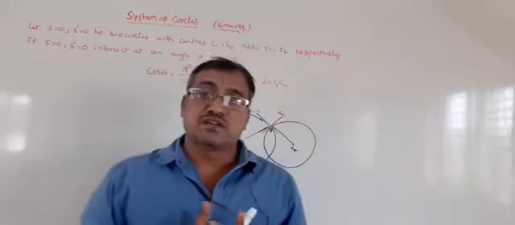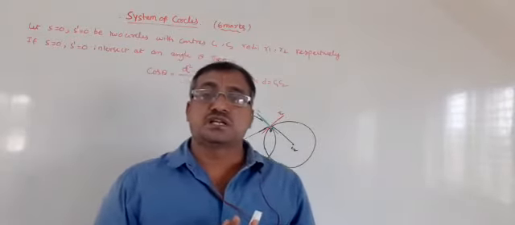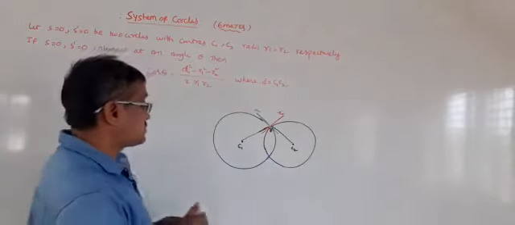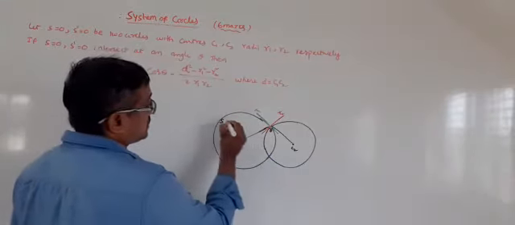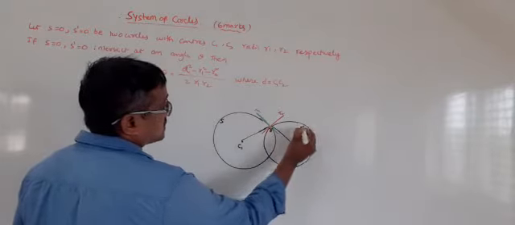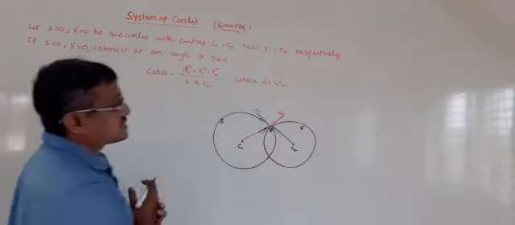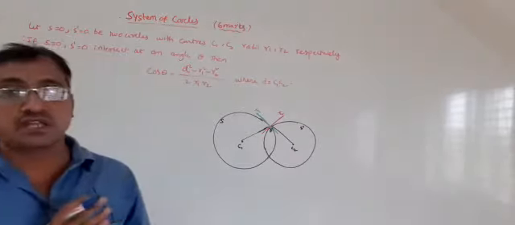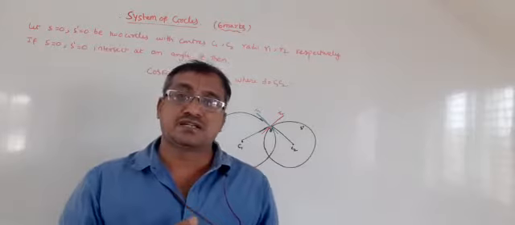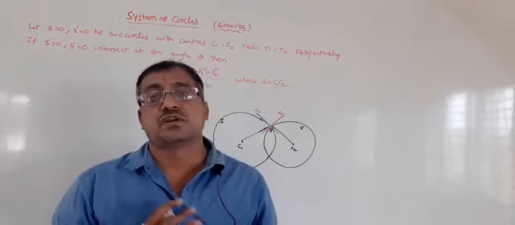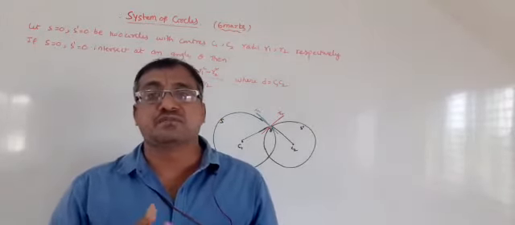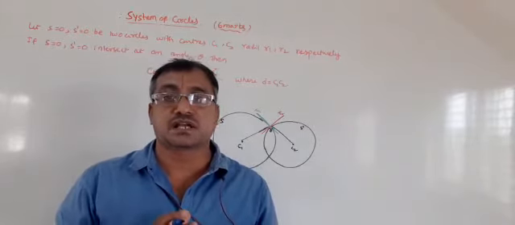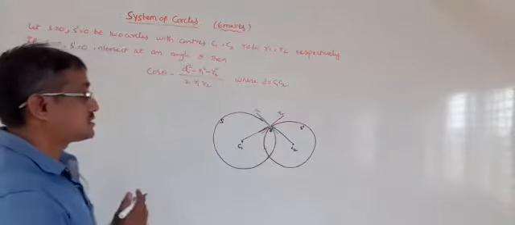Now let C1 and C2 be the centers of the circles S = 0 and S' = 0. So these are the two circles S and S' with the centers C1 and C2. Let theta be the angle between the tangents drawn to the circles. You cannot find the angle between two curves directly. You have to draw tangents at their point of intersection.